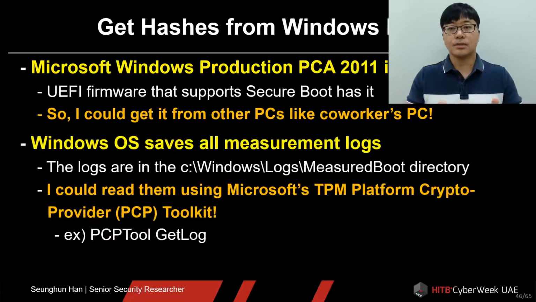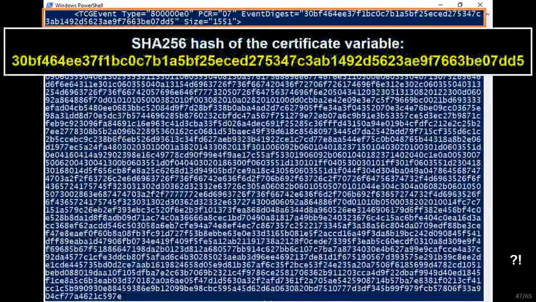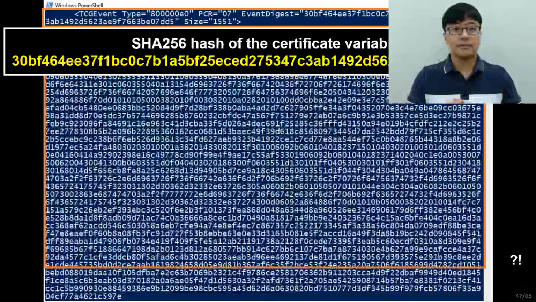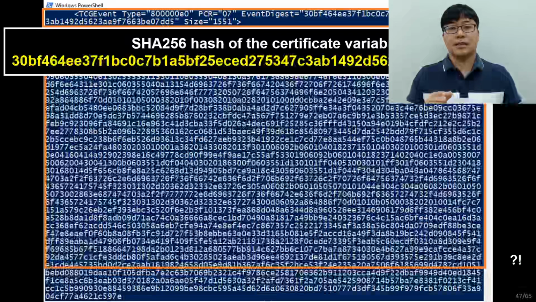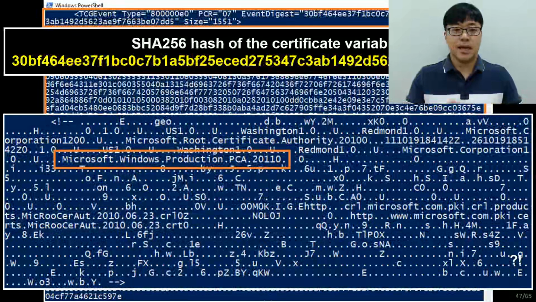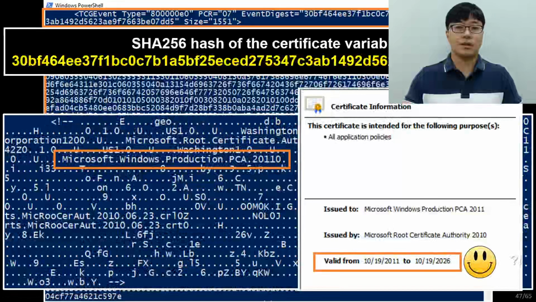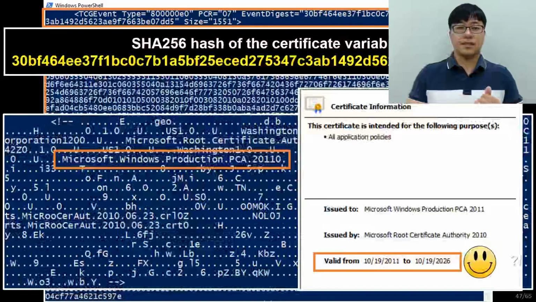Additionally, Microsoft Windows also saves measurement logs, so I could get it from the Microsoft TPM TCG toolkit. This is the result of the TCG toolkit, and this is the hash of the Windows Production PCA certificate. How did I find it? This is the event data, and this is the text part. You can see the text, Microsoft Windows Production PCA. Additionally, the expiration date is 2026. So I can use this hash for more than 6 years. However, I'm not sure, because BootHole was found this year.